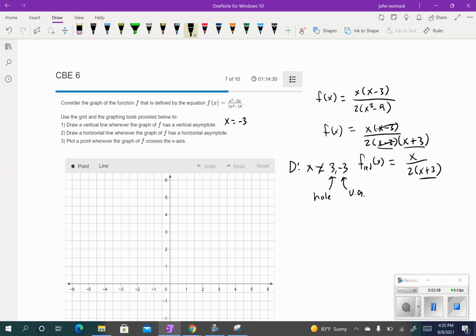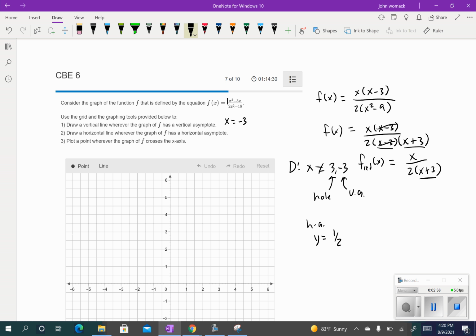Okay, then it wants us to do the horizontal asymptote. Well, to do that, I compare the degree of the top and bottom. That's degree 2, and that's degree 2. So there's a 1 in front of the x squared, and my horizontal asymptote is just at y equals 1 over 2, or a half. Now remember, if the degree of the bottom is bigger than the top, then it's y equals 0 always. And if the degree of the top is bigger than the bottom, then there's not a horizontal asymptote. There might be an oblique asymptote, but it's not asking us for that.